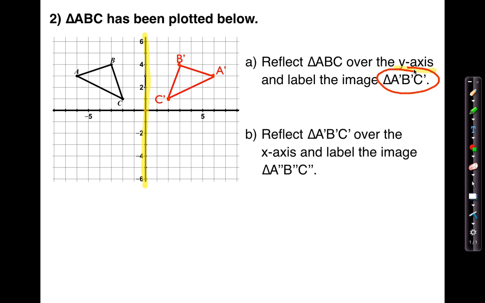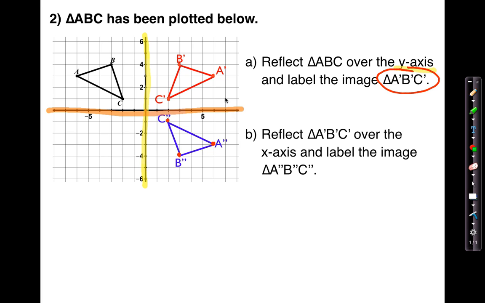Now second, it says reflect triangle A prime, B prime, C prime over the x-axis and label the image triangle A double prime, B double prime, C double prime. So let's go ahead and do that. Now they're asking us to do it across the x-axis, which is this axis here. Here it's 1 apart, so I'm going to go in the opposite direction. This one's 4 apart, so I'm going to go in the opposite direction. This is 3 units away, so opposite direction. And there is my new shape. So notice I'm labeling A double prime, B double prime, C double prime. Something I did was I labeled the points afterwards. I highly suggest you do it as you go.